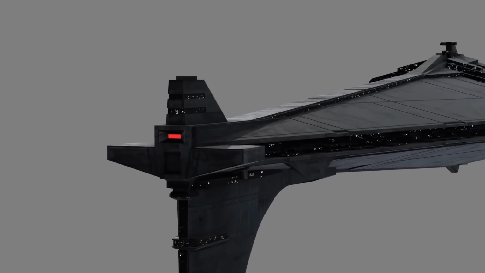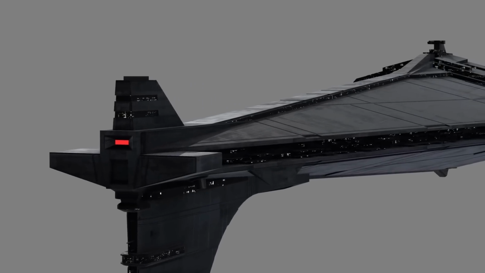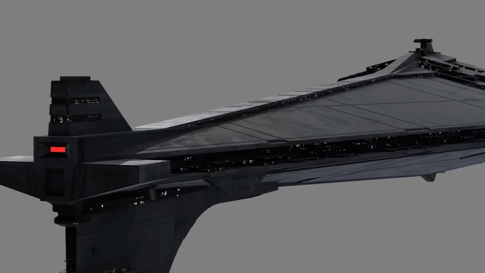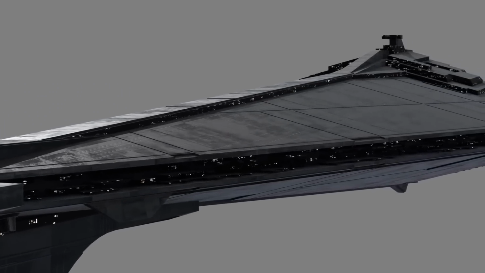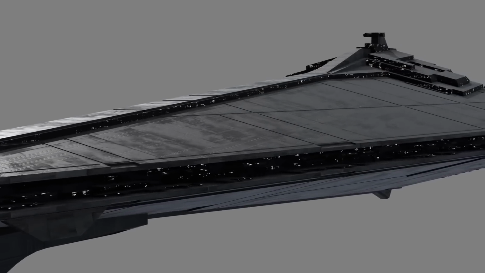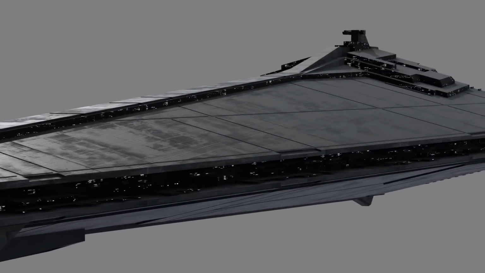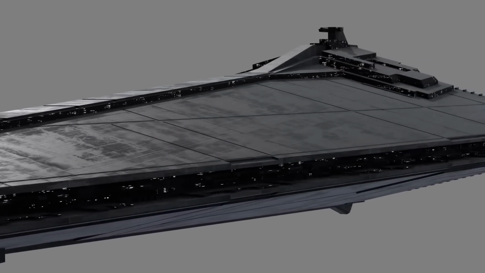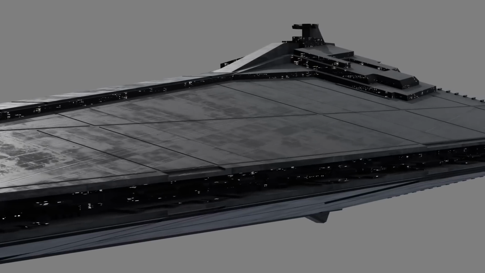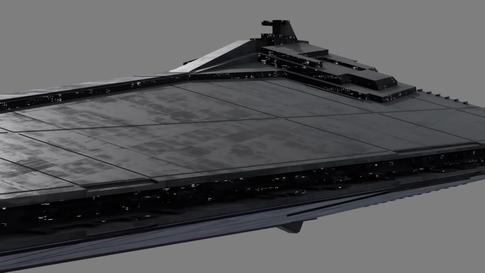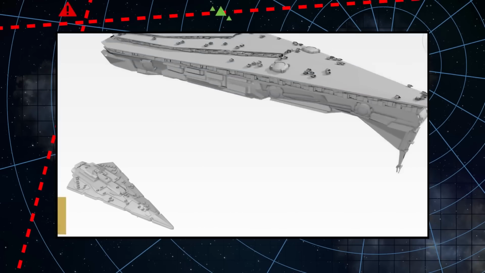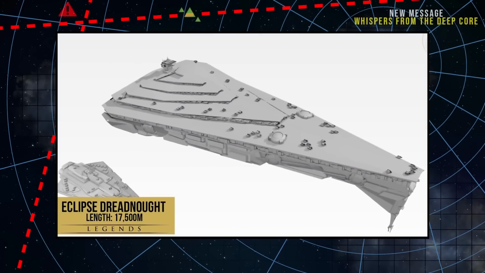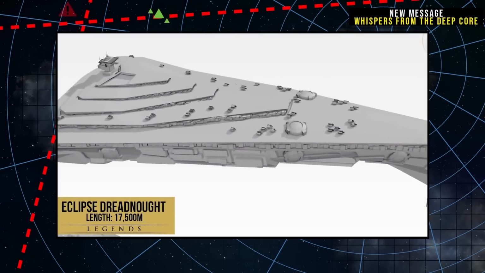The Eclipse Class Super Star Destroyer was the ultimate flagship of Emperor Palpatine in Star Wars Legends. Two versions of the ship, the Eclipse 1 and the Eclipse 2, which you see on screen, led the Dark Empire as they sought to reconquer the galaxy. One of the major differences between the Eclipse and the Xyston was scale. While the Xyston was slightly bigger than an Imperial Star Destroyer, the Eclipse was far more massive than even the Executor class, though slightly shorter.